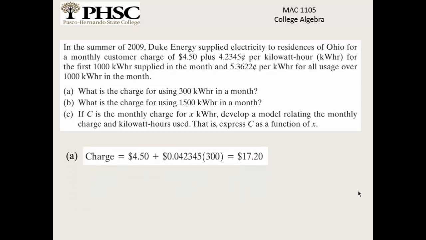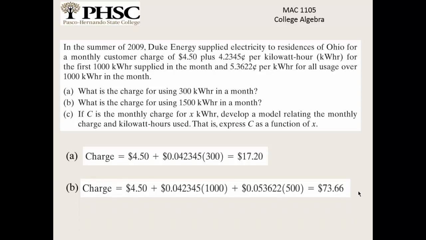So the first one is, since we use the 300, it's just going to be 4.50 plus the 4.2345 cents times 300, and that charge will be $17.20. And if you think about it, this is a piecewise defined function, right? So we use one function when we use an x amount of kilowatt hours, and we'll use another one if we exceed that amount of kilowatt hours.